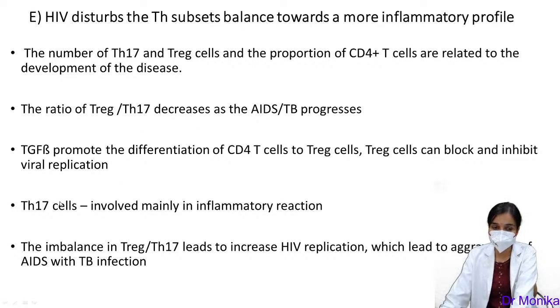As we know, T helper 17 cells are mainly involved in the inflammatory reaction by recruiting neutrophils, causing lysis of the bacteria, while the T regulatory cells are mainly involved in autoimmunity. In case of AIDS and TB co-infection, it has been found that this ratio is decreased, which leads to the progression of the disease. Not only progression, it also increases the HIV replication and finally leads to the aggravation of AIDS with TB infection.